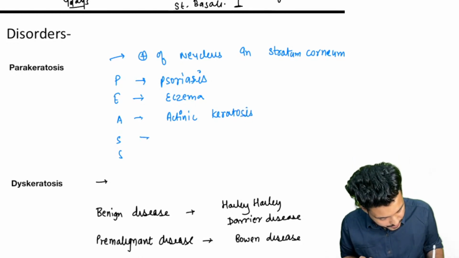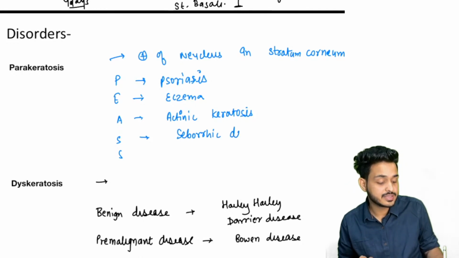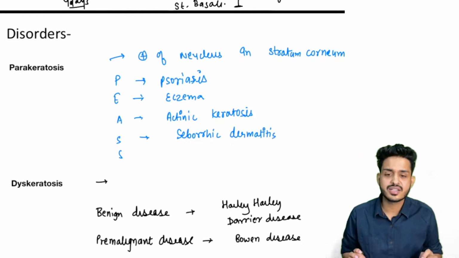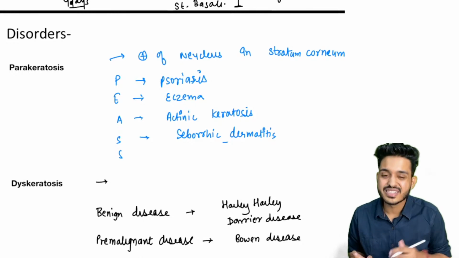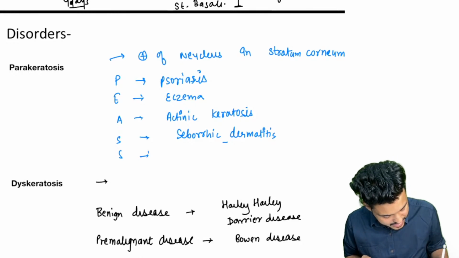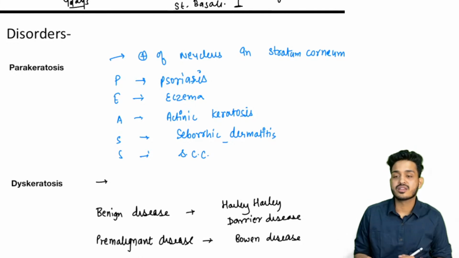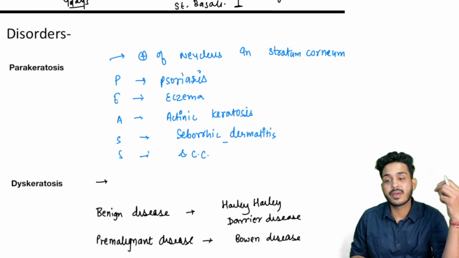Next one is your seborrheic dermatitis. Seborrheic dermatitis क्या होता है? What is seborrheic dermatitis? It is basically dandruff, nothing but your dandruff, right? Next one is your S, that is your squamous cell carcinoma. So these are the conditions where we are having parakeratosis.